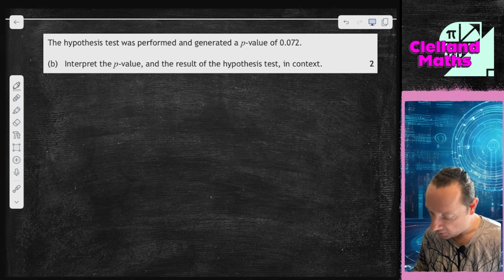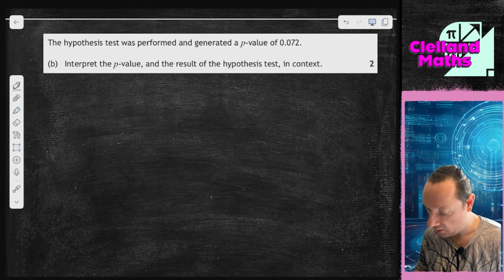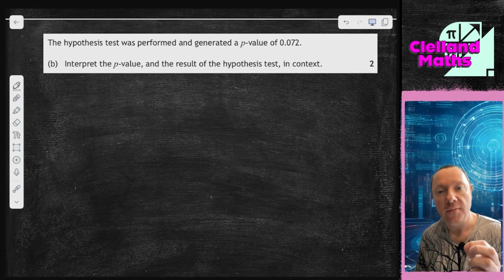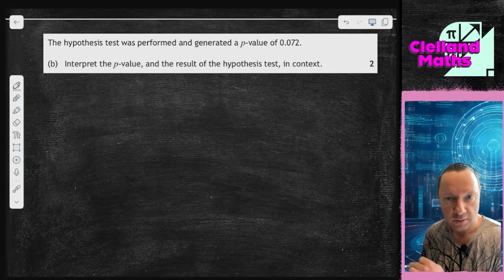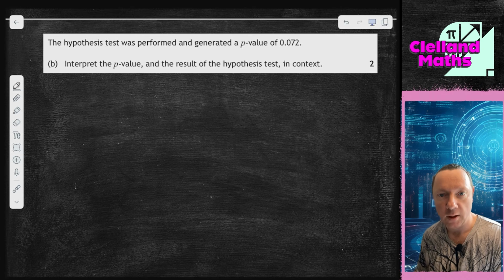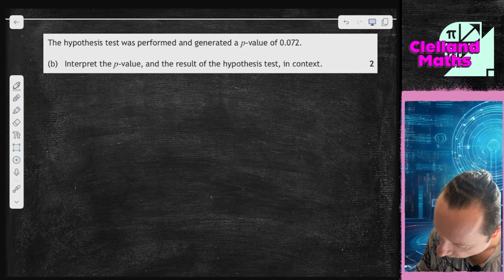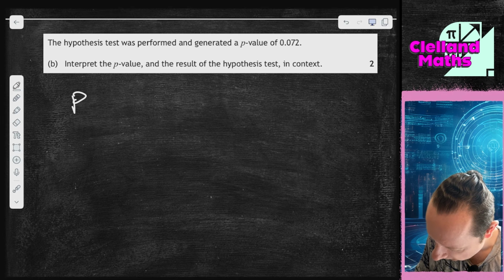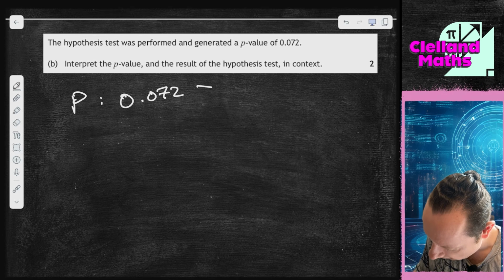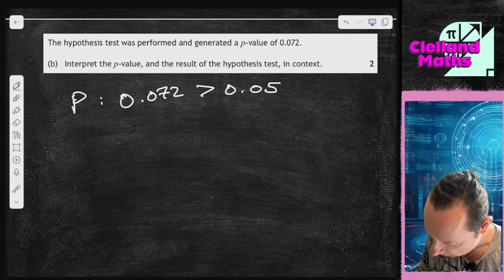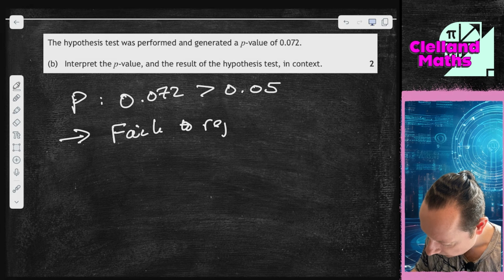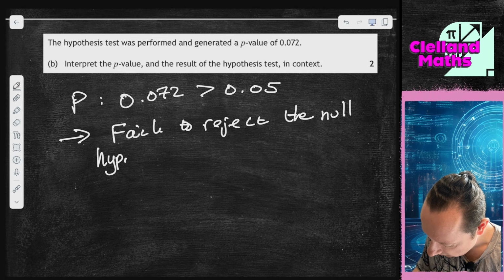Okay, part B. The hypothesis test was performed, generating a p-value of 0.072. Interpret the p-value and the result of the hypothesis test in context. Now remember, if it's less than 0.05, you can reject the null hypothesis. But if it's more than 0.05, you fail to reject the null hypothesis. You never accept it. So p of 0.072 is greater than 0.05. Fail to reject the null hypothesis.